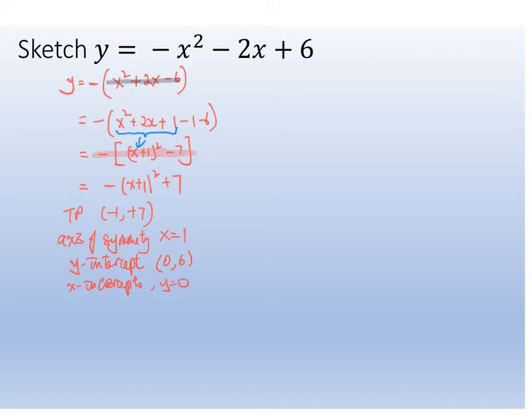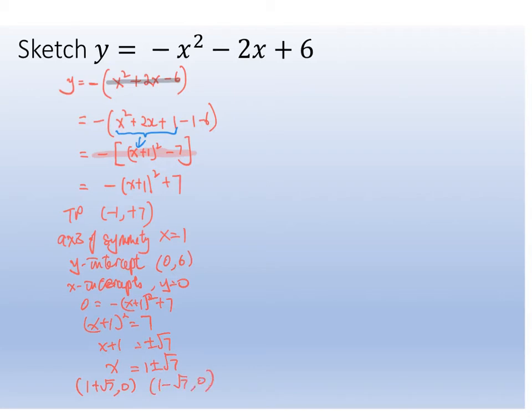So y equals 0. Therefore 0 equals minus x plus 1 squared plus 7. So x plus 1 squared equals 7. x plus 1 equals plus or minus square root of 7. x therefore equals 1 plus or minus square root of 7. And therefore the roots would be 1 plus square root of 7, 0, and 1 minus square root of 7, 0.